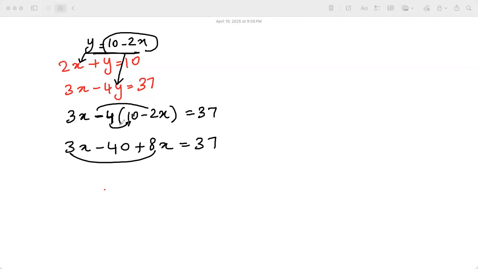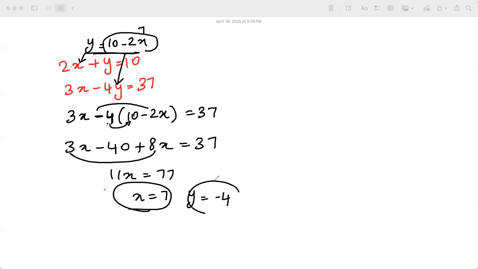So here, when you distribute, this is a minus. Everything negates inside the parenthesis if you distribute minus. Okay. So now 11x will be equal to 77. X will be equal to 7. I get it now. Substituting it here, y equal to minus 4.